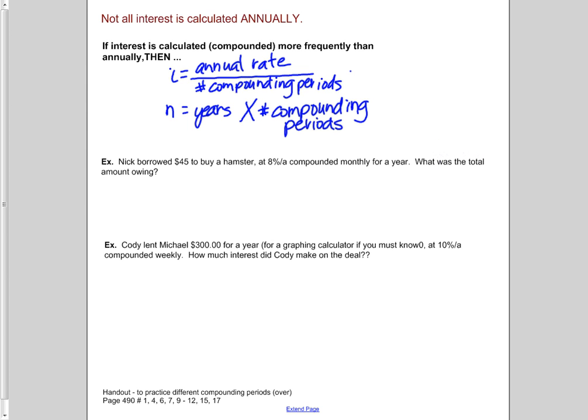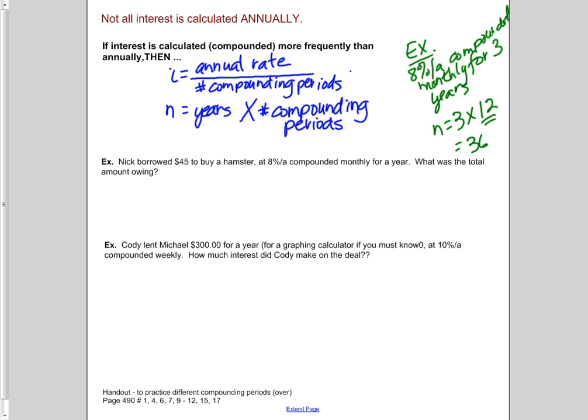So maybe you want to write this one off to the side as well. If you have, and the 8% doesn't matter, but if you have 8% per annum compounded monthly for 3 years, our N would be 3 years times monthly, 36. Okay, let's do a couple of questions.